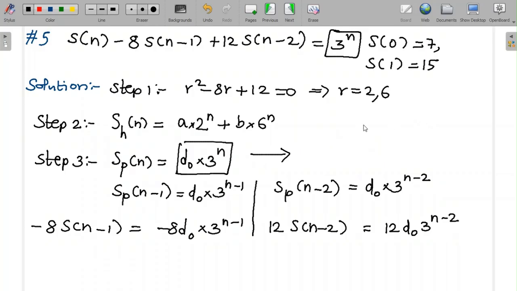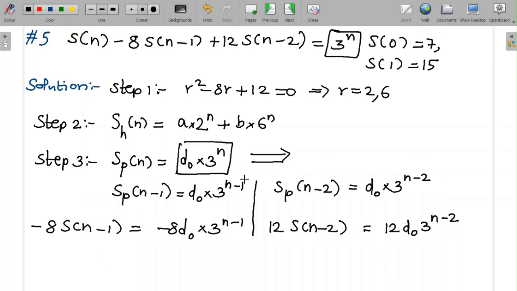Do you get the part? The roots here, 2 and 6, are not the same as 3, or the RHS 3 power n is not a power of 2 power, is not like 2 power n or 6 power n. We'll discuss that in detail in the next example. Since the roots of the equation are not factors of the constant on the RHS, our particular part of the solution will take this form.